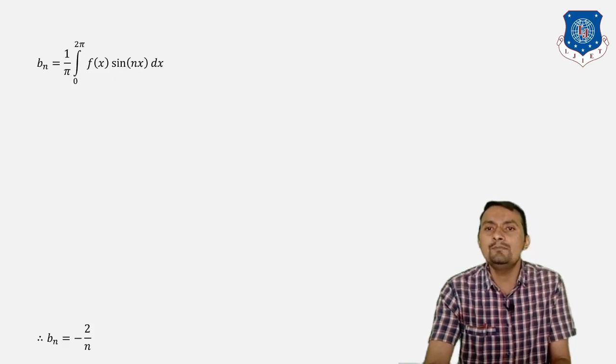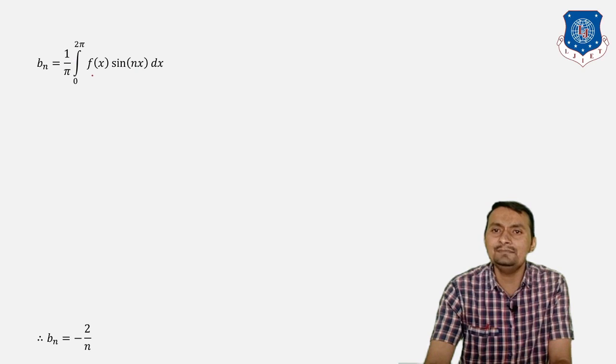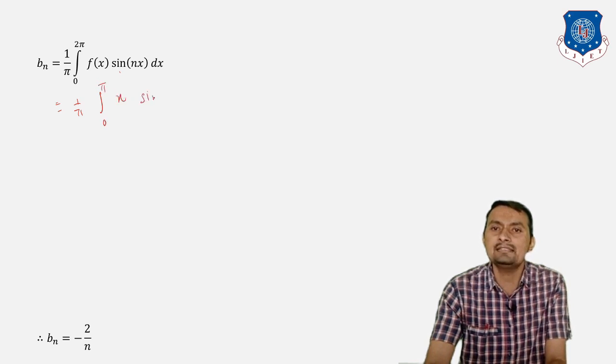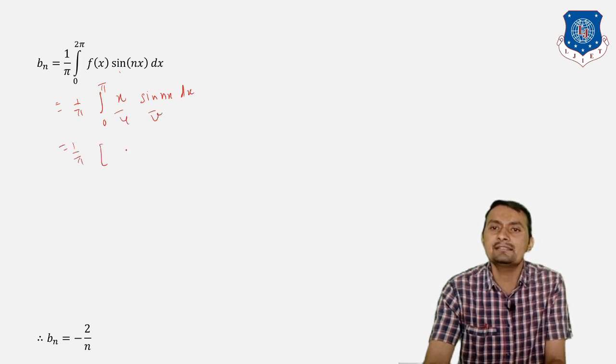Now let's have a look at bn. The formula will be the same, but cos is replaced by sine, and that is our bn. So 1 divided by pi, and the function is exactly x, and this is sine nx dx. So this is our u and this is our v. So 1 divided by pi is there.